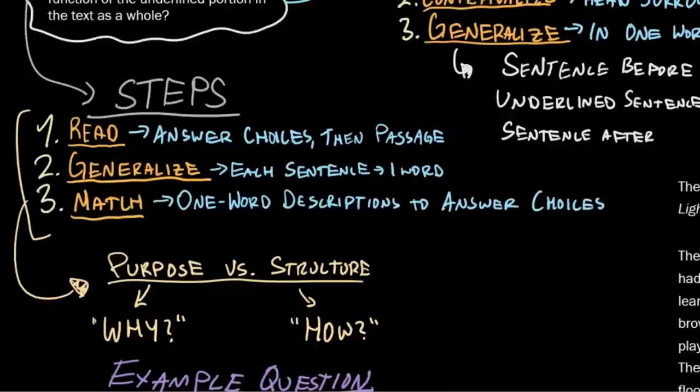Then after you do that, you're going to match your 1-word descriptions to the answer choices, and that's pretty simple. Now we're also going to go over one little technicality here. If you have a question that asks for the purpose, that is the why. Why is the author writing this? What reason does the author have for giving this information to you? Why is this author including this sentence or that sentence? The structure is the how. How is the author working to convince you of something? How is the author telling their story?